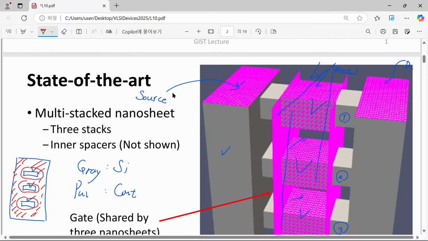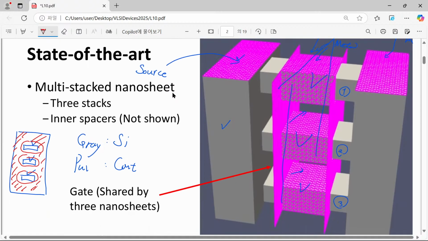So that is the general structure of the state-of-the-art transistor, and it is currently called a multi-stacked nanosheet field effect transistor. Why do we have such a long name? Stack means that here we have 1, 2, 3. Each silicon piece is called a stack, and there are 3 stacks, not a single stack. There are multiple stacks, so that's why we call it multi-stacked, and each stack is also called a nanosheet. Nano means the size is small.